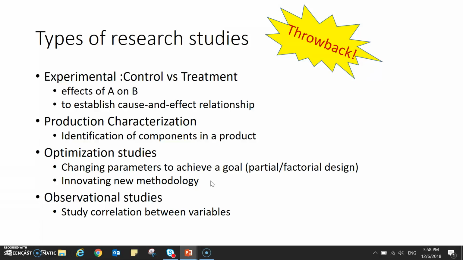There are also observational studies where you look at the correlation between the different variables using an observational standpoint, meaning you do not manipulate the experimental type of approach. So this is different from experimental because you are only observing. These can involve things like survey and so on.